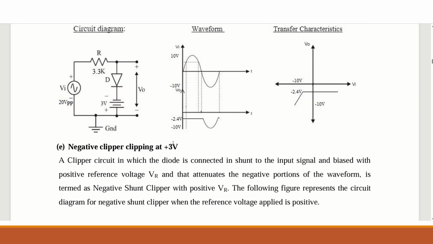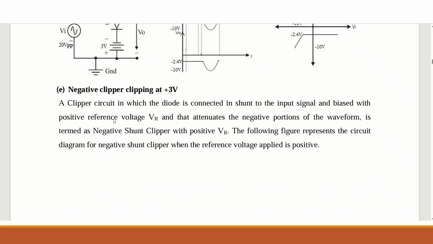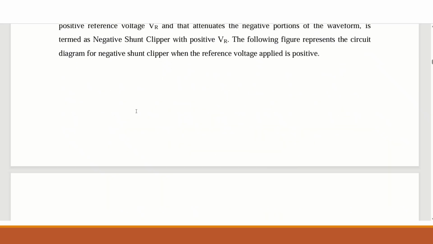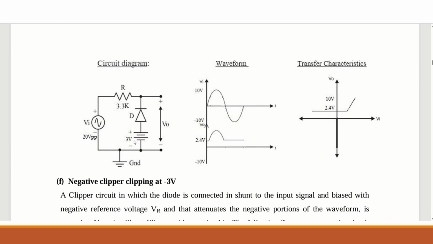If understood, similar cases apply to the negative clipper also. Negative clipping, when the biasing potential applied is plus 3 volt, means the battery terminal, the diode potential here becomes, this is the cathode of the diode and this is the anode of the diode.